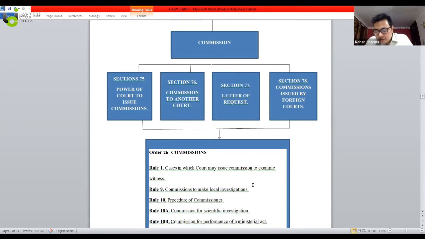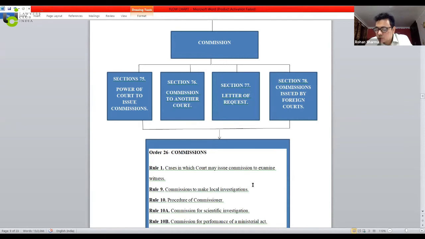Now, this power of court, in what circumstances it is to be exercised, is outlined by Section 75. Now, in what cases these commissions can be sent to a different jurisdiction has been outlined in Section 76. For example, it has to be sent through a court which has jurisdiction over that particular area. Letter of request. Letters of request are to be issued in cases wherein there is a witness who has to be examined and who is not residing in India. In that case, there is a letter of request which has to be made.